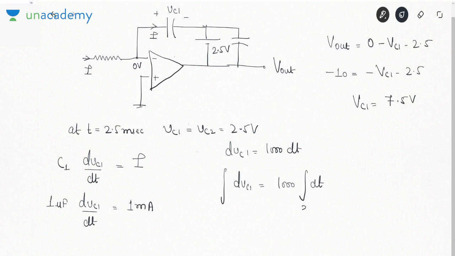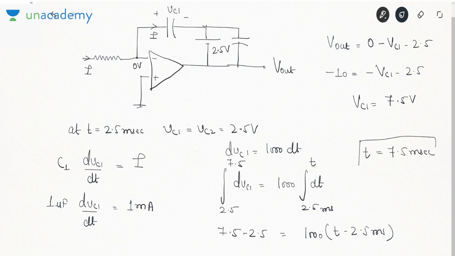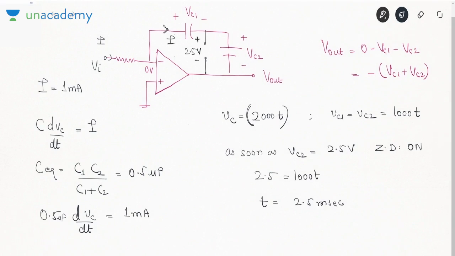we know at 2.5 millisecond, it is 2.5. We need to know the time when it is 7.5. If you integrate the left hand side, 7.5 minus 2.5 is 1000 times (t minus 2.5 millisecond). So t will come out to be 7.5 millisecond. So at 7.5 millisecond, the output voltage V out will become minus 10 volt, or it will cross minus 10 volt.